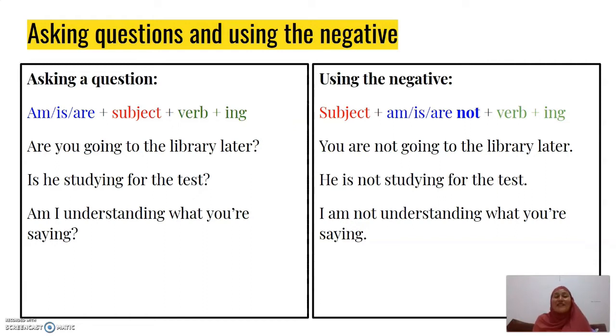All right, now if you want to ask a question using the negative, it's similar. You have your subject, and then you add am, is, or are not, and then the verb and ing. Pause the video now and write this down so that you have some review.